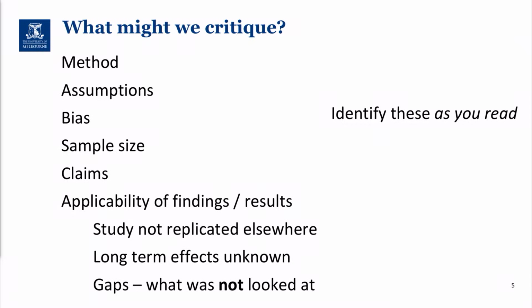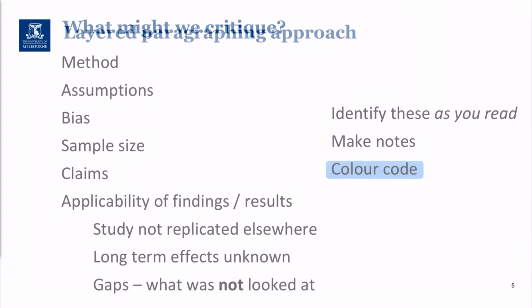So identify these things as you read, make notes of them, and colour code these notes. So you could even work up some type of system where you can colour code the things that are really important to use and the things that you may not use.